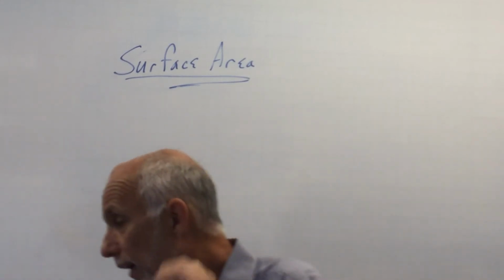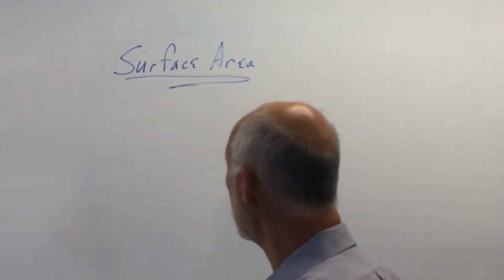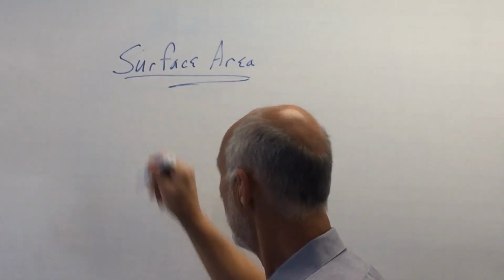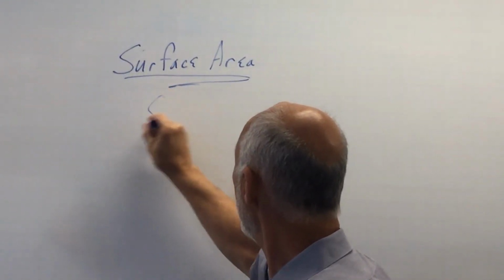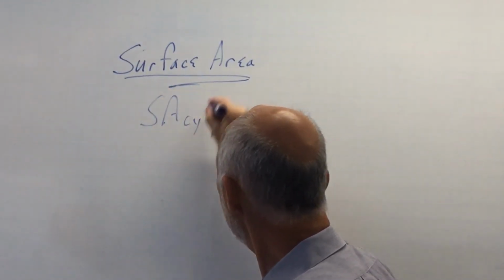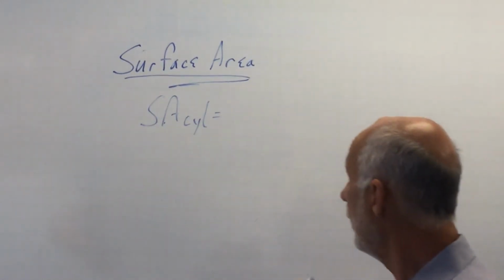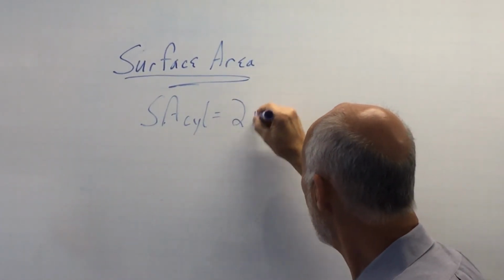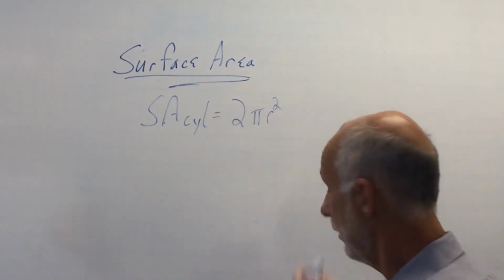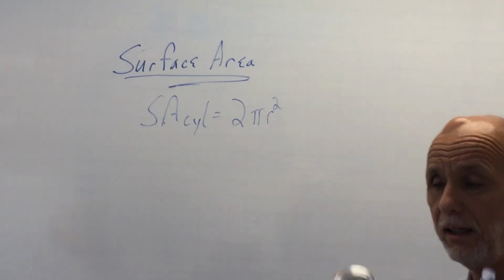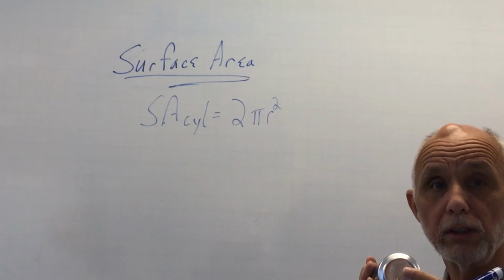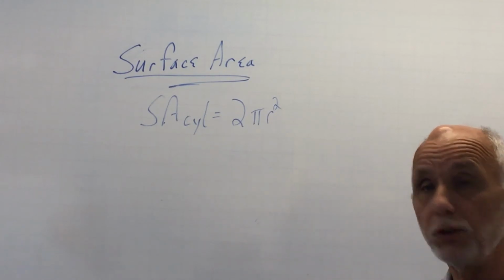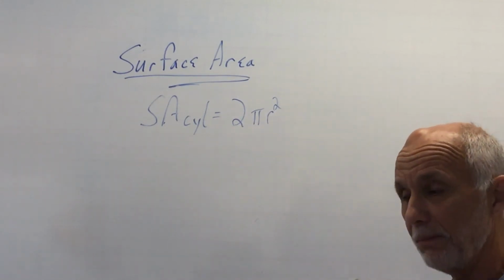But again, you have 2 circles. So if you want the surface area of a cylinder, you start with 2 times pi r squared. Because the top and the bottom are circles, and the area of a circle is pi times the radius squared, and you have 2 of them. So that's the top and the bottom.